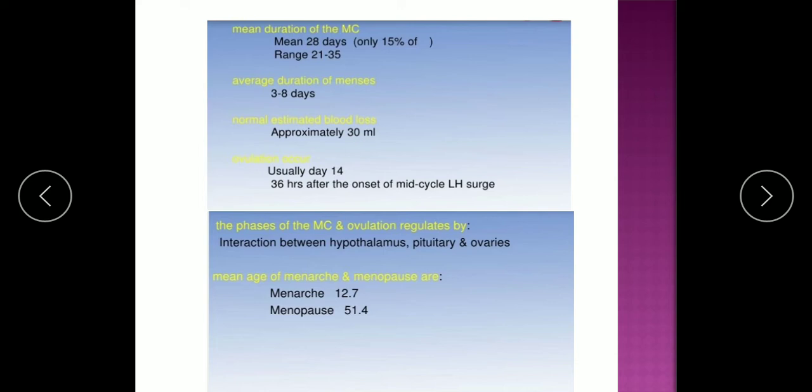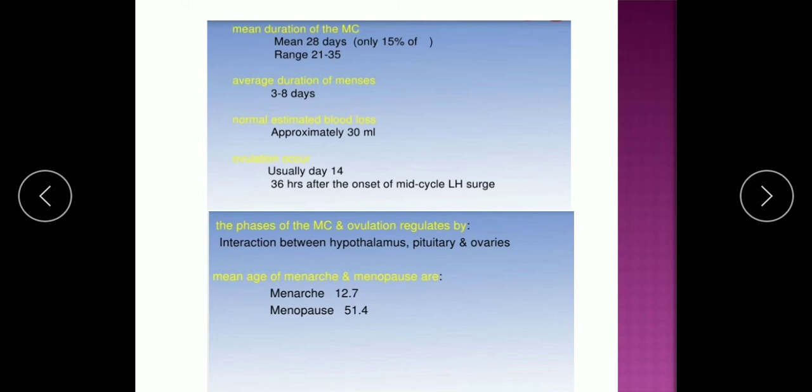Some important facts about the menstrual cycle. The mean duration of the menstrual cycle is 28 days, with only 50% of cycles within the range of 21 to 35 days. The average duration of menses is 3 to 8 days. Normal estimated blood loss during menstruation is approximately 30 ml.